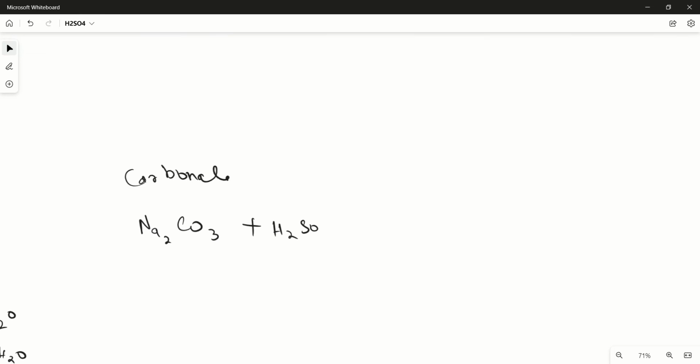Carbonate. Okay. Na2CO3 plus H2SO4 gives us... what does this give us? This gives us Na2SO4 plus H2O plus CO2. Because it's a carbonate, it'll be the salt plus the water plus carbon dioxide.